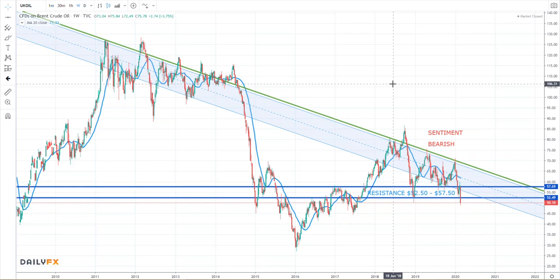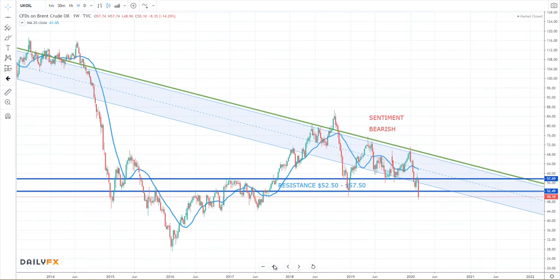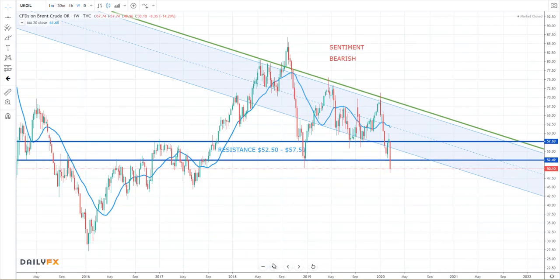Okay, so oil, bearish still, big sell-off on oil. And we see the resistance zone at $52 to $57 a barrel recently broken. So price is now at $50 per barrel with a large bearish candle. Bearish meaning, if you don't know, it means price will continue to go down.